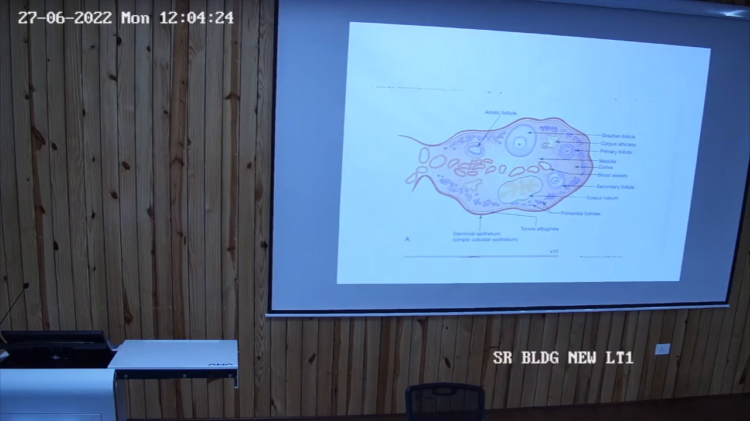Now today in histology I will tell you about the female reproductive system. The female reproductive system consists of a pair of ovaries, a pair of fallopian tubes, uterus, vagina.